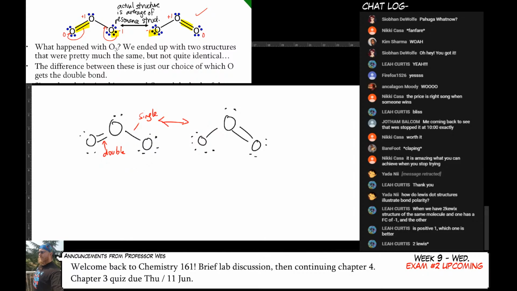What I'm going to do is select a location like this. I'm going to select the same location in all of my resonance structures. And I'm going to count the number of bonds and divide it by the number of structures. And when I do this calculation, this is going to give me my averaged bond strength.